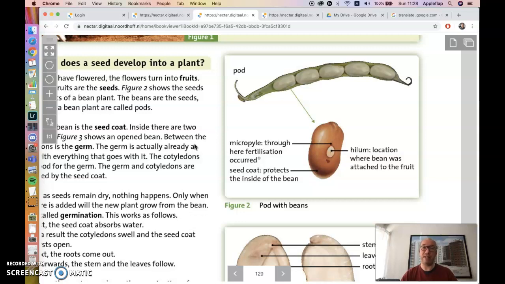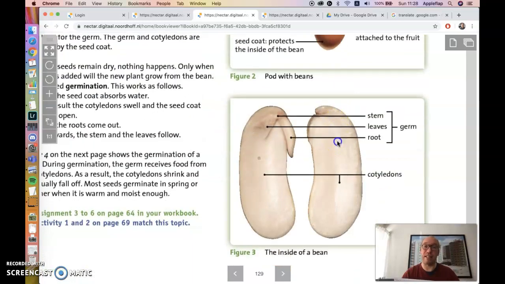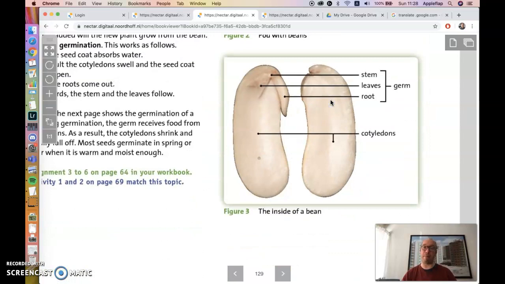If you look inside the bean, you see that there's two halves, and you can actually see that as well if you open a peanut. A peanut is not a nut, it's a seed. And if you open it, you see there's a little thingy on top of it, right? And they're split in two halves. Those two halves are called cotyledons. And those cotyledons are all food for the germ. The germ is the baby plant.